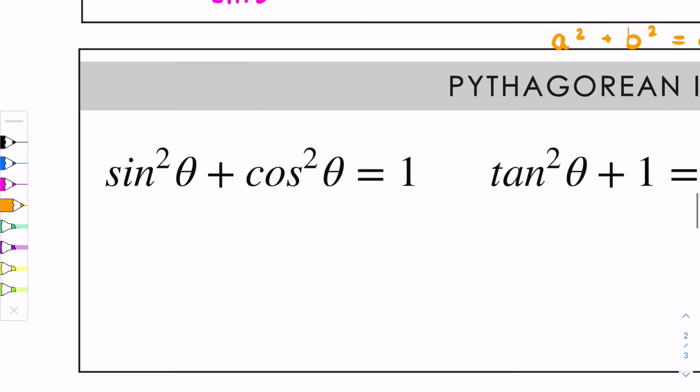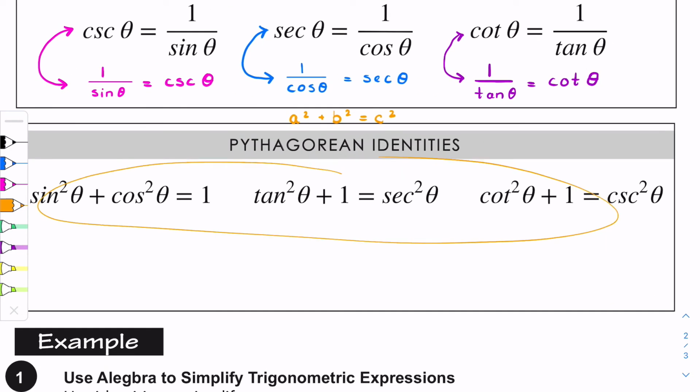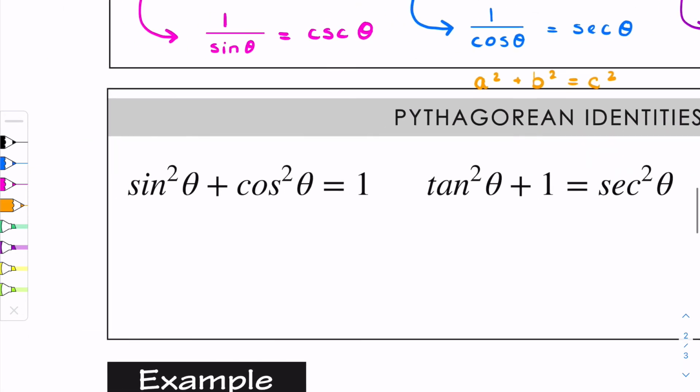Now, Pythagorean identities, there's three main identities. You see them right here. But within each one of them, you can rework the terms to give you two more identities. And we're going to actually list all of the possibilities right here.